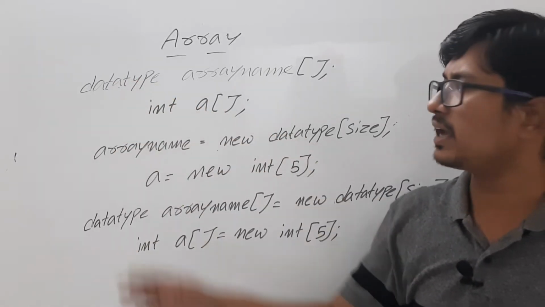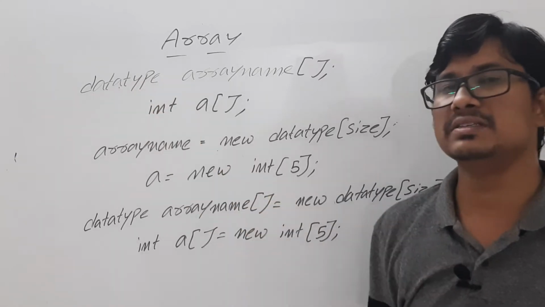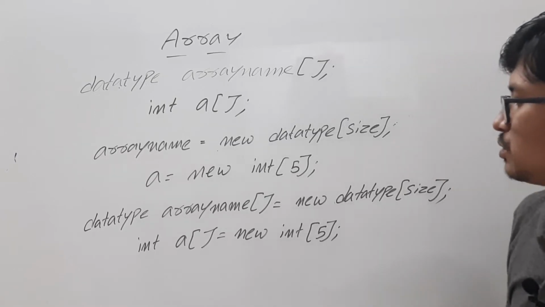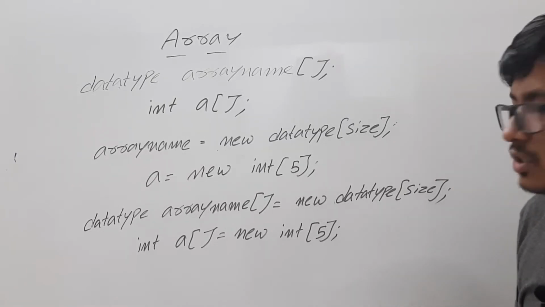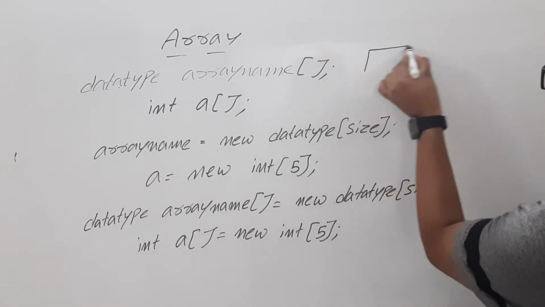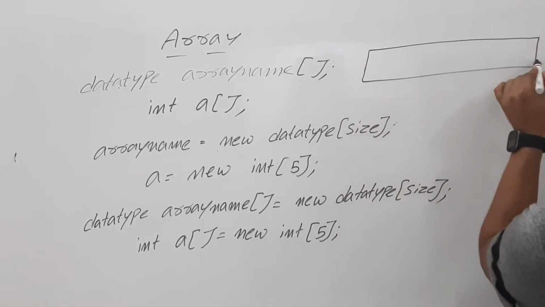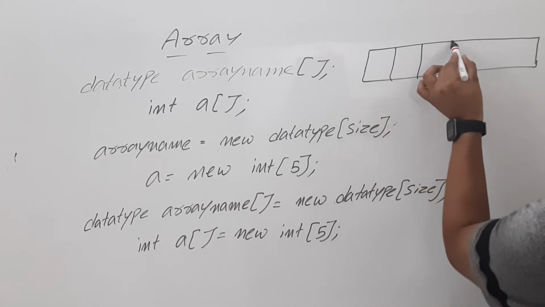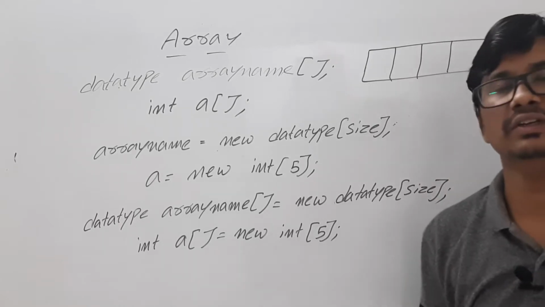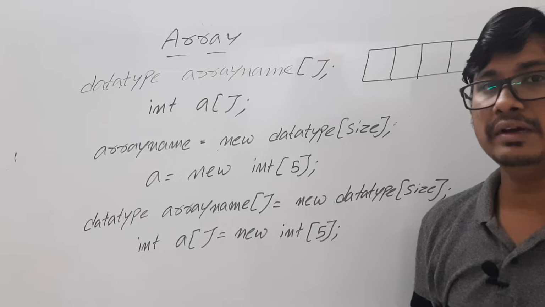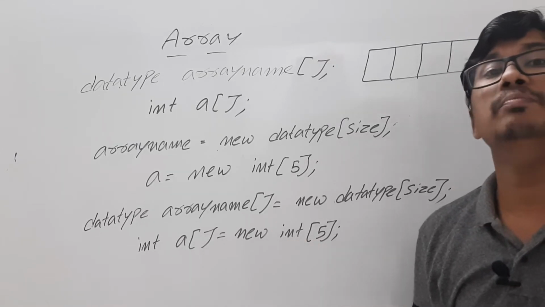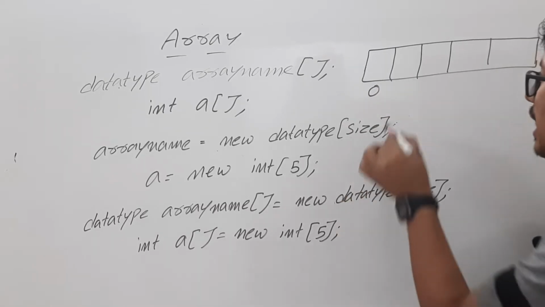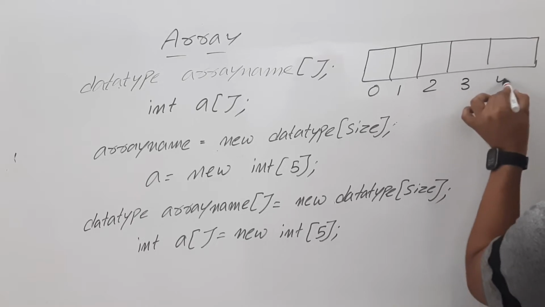If you want to create a character array, you need to specify the data type as char. If you want to create a float array, then the data type should be float. Now if you create 5 integer constants, then memory will be allocated like this to store the 5 integer constants. So you can store the first integer constant, second, third, fourth, fifth integer constant. Now how can you access a particular element with the help of index? Always the array index will start with 0, and then it will be 1, then 2, 3, 4.